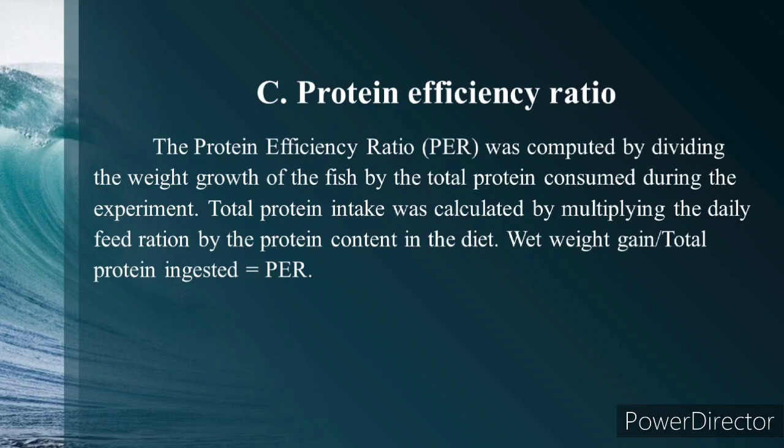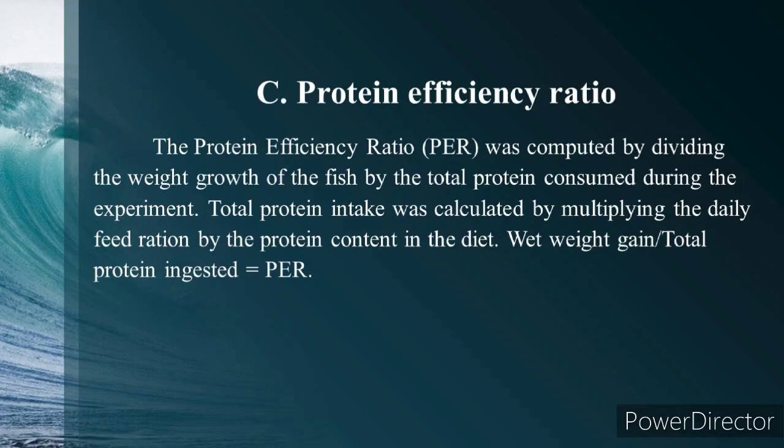The protein efficiency ratio, PER, was computed by dividing the weight growth of the fish by the total protein consumed during the experiment. Total protein intake was calculated by multiplying the daily feed ration by the protein content in the diet. Wet weight gain / total protein ingested equals PER.